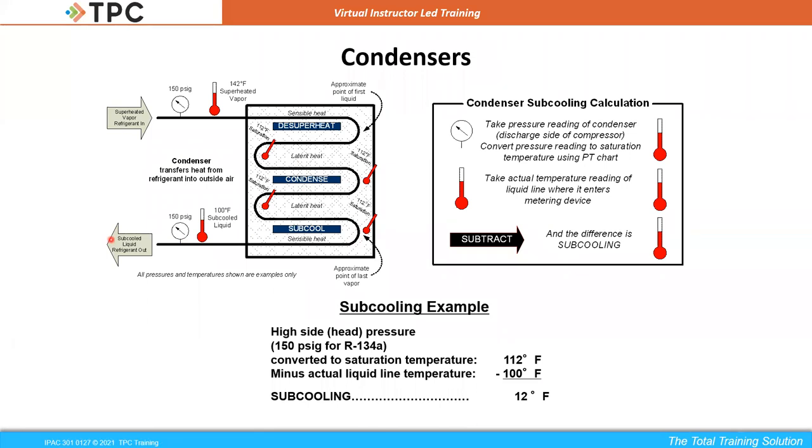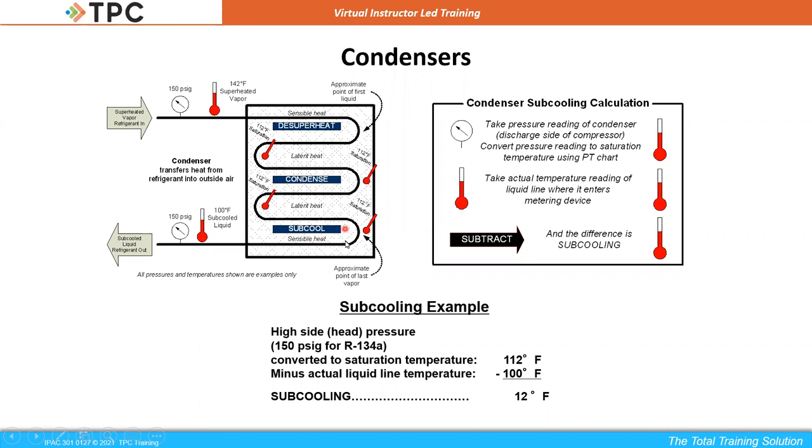We want 100% liquid going to that metering device. It doesn't like to have a mixture. It wants 100% feeding in there. So we've got to make sure that this range here is proper. Usually 8 to 12 drop is what we're looking for.